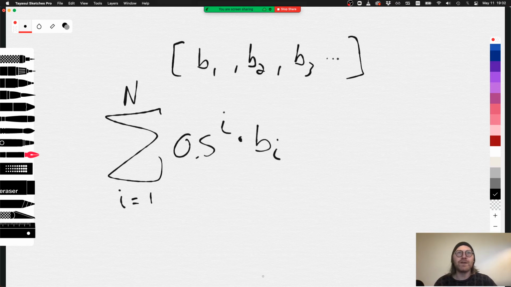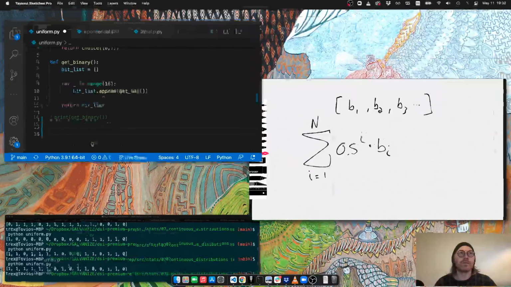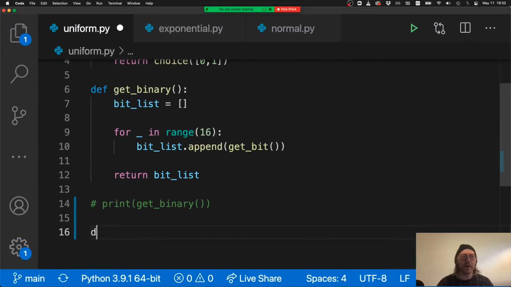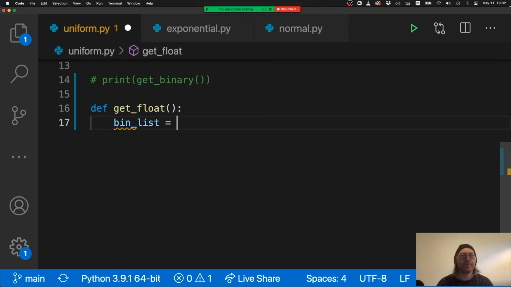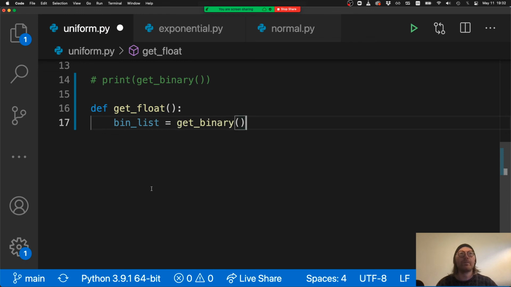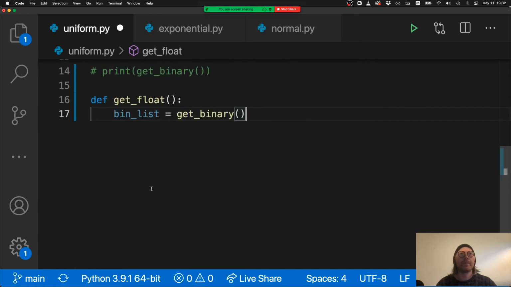So how do we write this in Python? Let's call this get float. And we're going to get a list of binary, right? What is this called? Get binary, I believe. Yep. So we've got this binary list, and we've got a float accumulator.